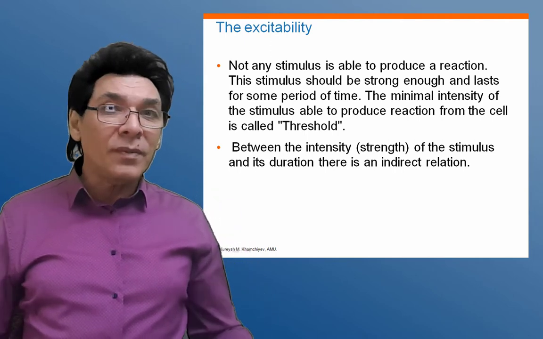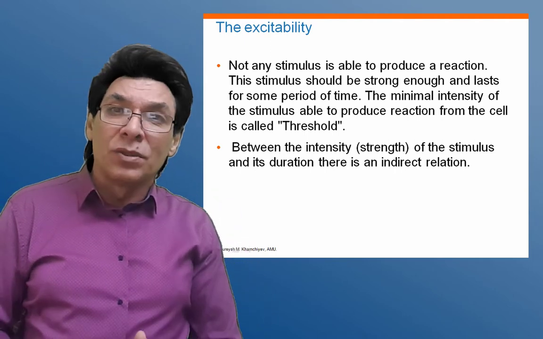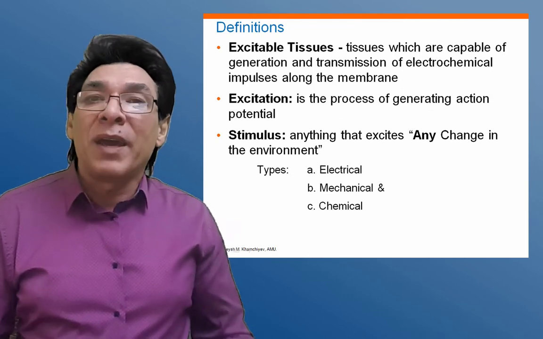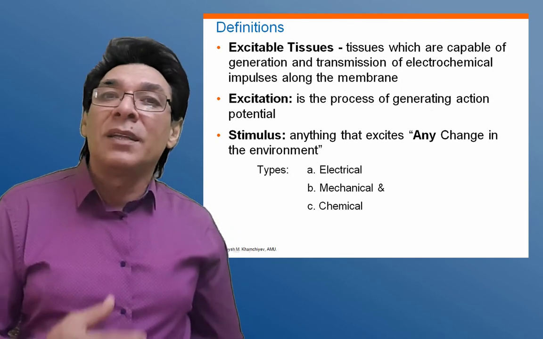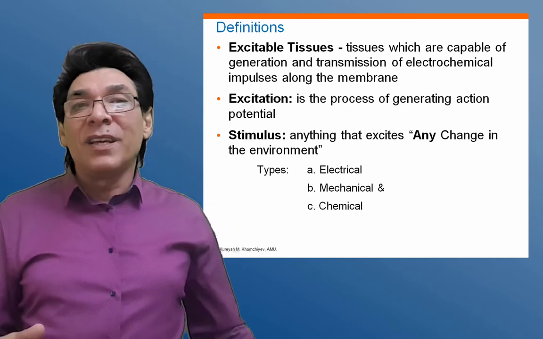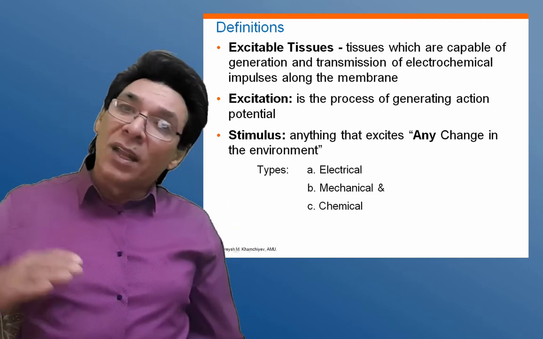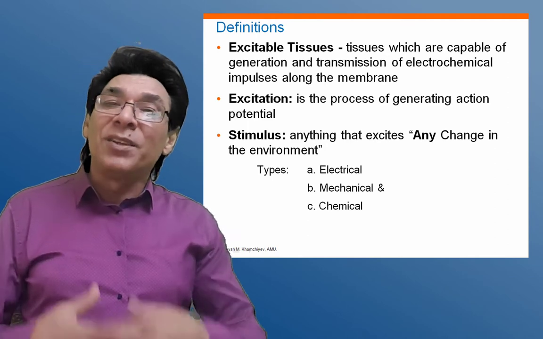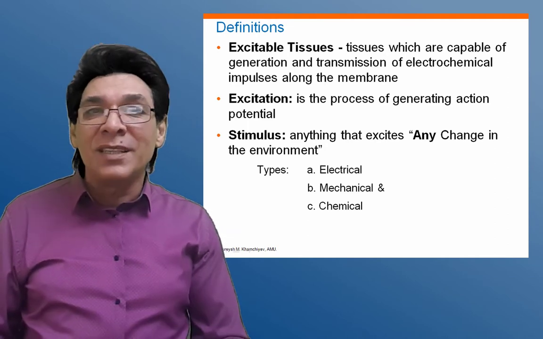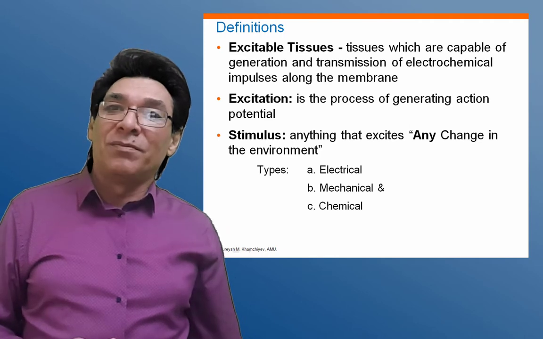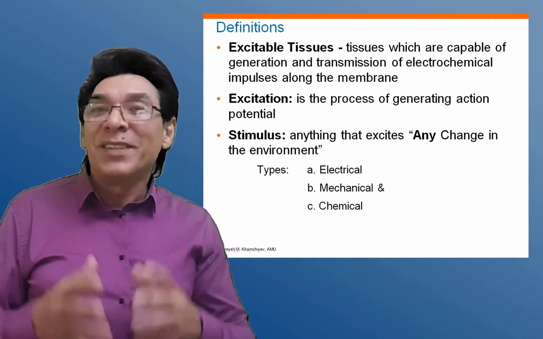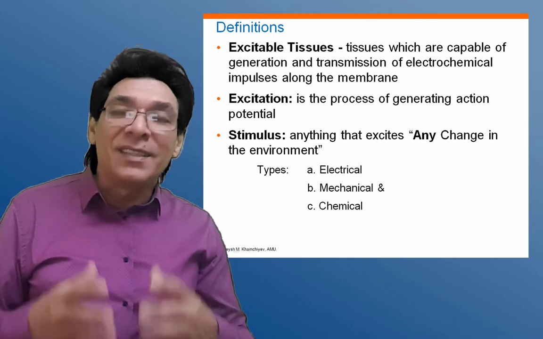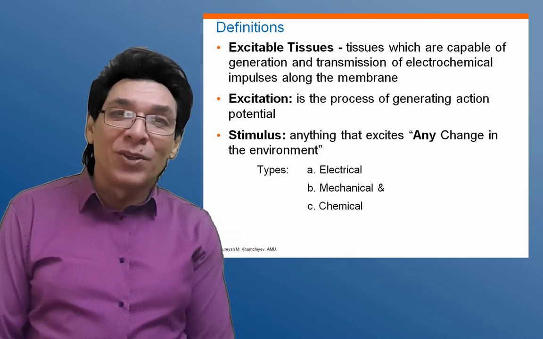Excitable tissues. These are tissues which are capable of generation and transmission of electrochemical impulses along the membrane. Excitation is the process of generating action potential. Remember, please, these terms, they are very, very significant in physiology.